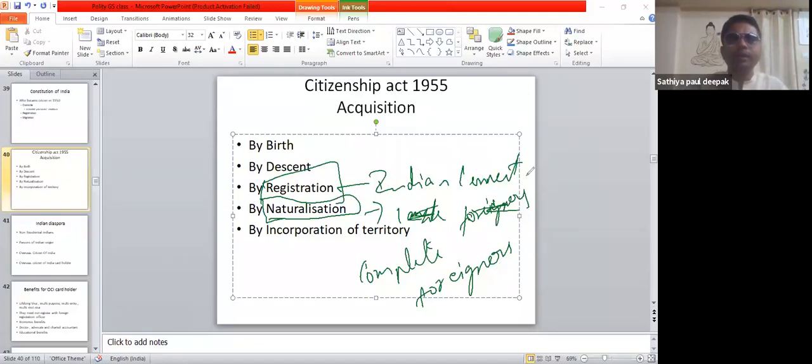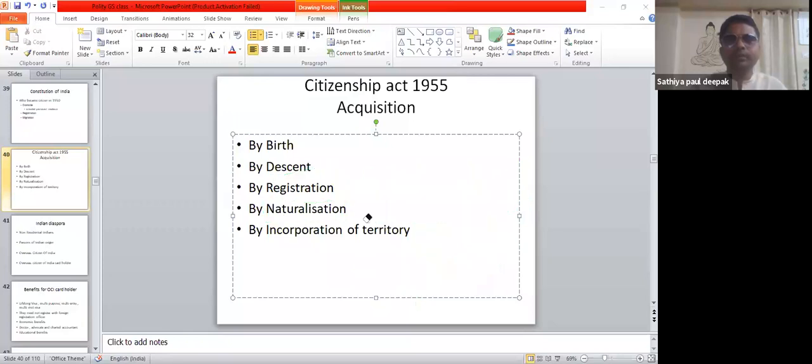Now incorporation of territory. What do you mean by incorporation of territory? Supposing India is adjoining a territory, say for example, Bangladesh is taken into India as the 29th state, the people living in that area will be granted Indian citizenship directly, automatically. It is not a discretion of the government. Incorporation of territory is automatic. If India is acquiring any territory, the people living in that territory have to be given Indian citizenship directly.